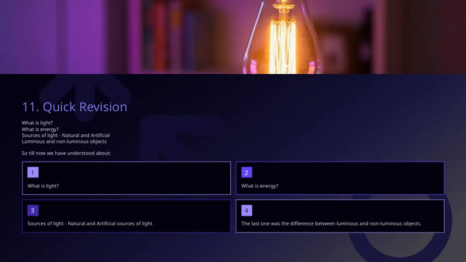Now, let's do a quick revision of what we've covered so far. First, we discussed what light is. It's a form of energy that allows us to see the world around us. Then, we explored what energy itself means. It's the ability to do work or cause change.